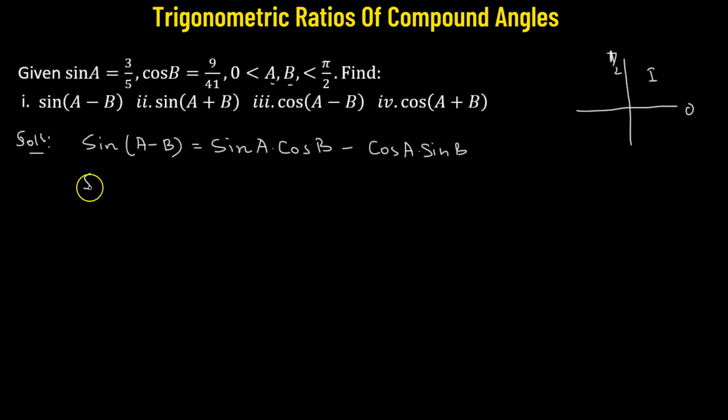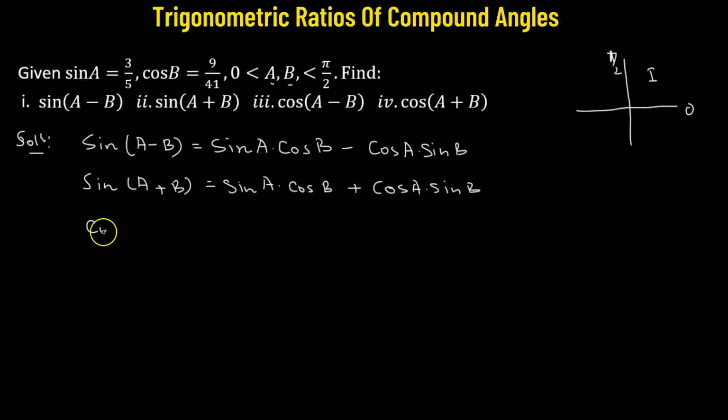Then we have sine of A plus B. So this will be equal to sine of A times cosine of B. Now we'll have a positive sign here. And we have cosine of A times sine B.